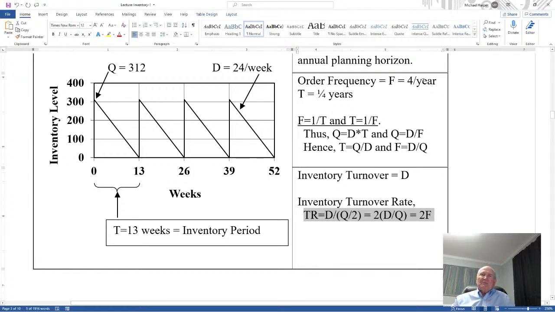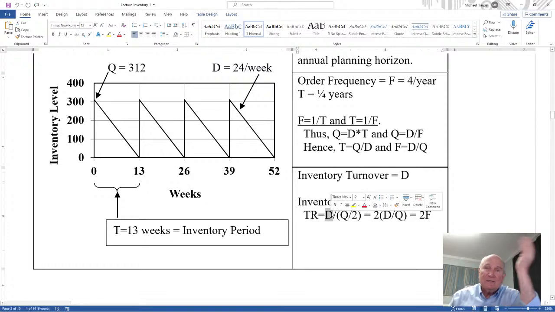Now, you probably are familiar with turnover rate in other courses and other classes, like in accounting. What's a good turnover rate? Well, you want to have a high turnover. You want to have a high turnover rate. Well, if you make that thing really, really high, then what would you do to this equation? Well, the demand is given. You have control over Q. So where would Q go to increase the turnover rate?